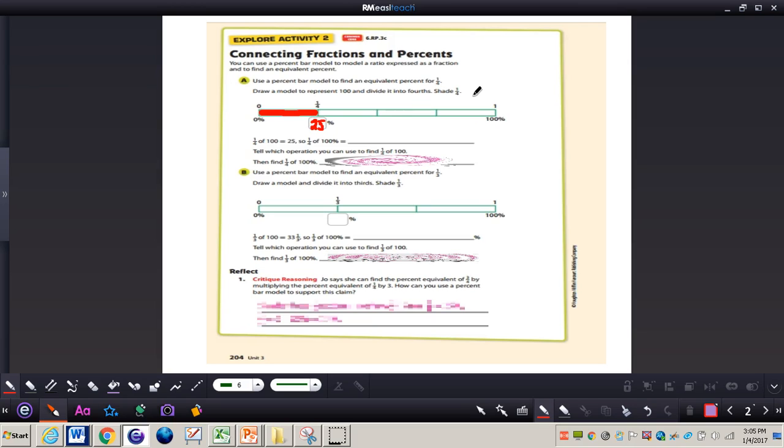So 1/4 of 100 equals 25. So 1/4 of 100% equals 25%.